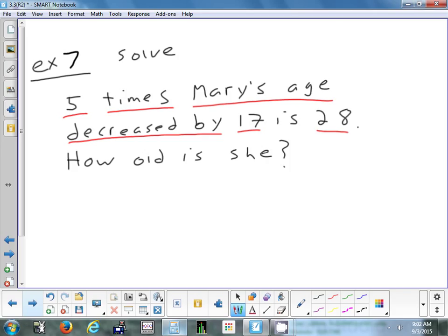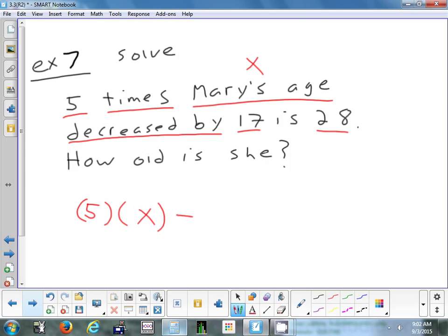Just 5. The next word, what operation is that? Multiply. So we're multiplying 5 times something. What are we multiplying 5 by? You could call it x, or M for Mary's age, but you have to represent Mary's age with a variable. Victor did it perfect: 5 times x, decreased by. What operation is that? Subtraction.